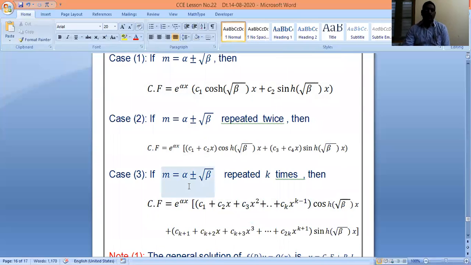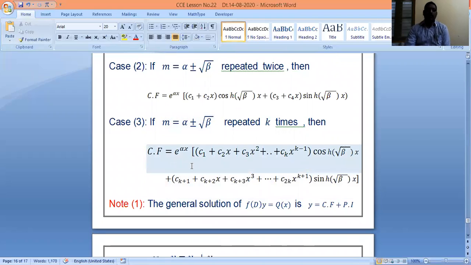If m is equal to alpha plus or minus root beta repeated k times, then CF is equal to e^(alpha x) into [(C1 plus C2 x plus C3 x^2, and so on, up to Ck x^(k-1)) cosh root beta x plus (C(k+1) plus C(k+2) x plus C(k+3) x^2, and so on, up to C(2k) x^(k-1)) sinh root beta x].